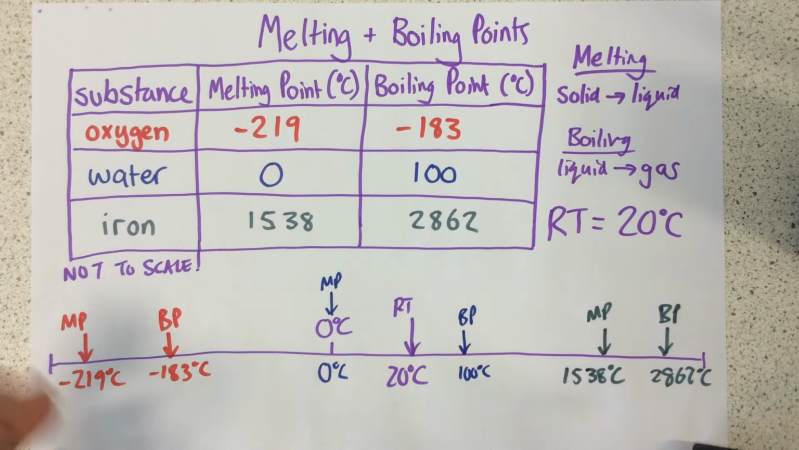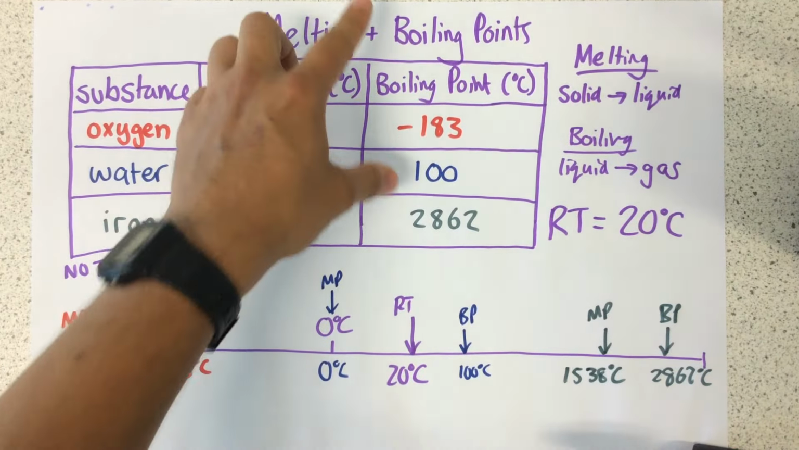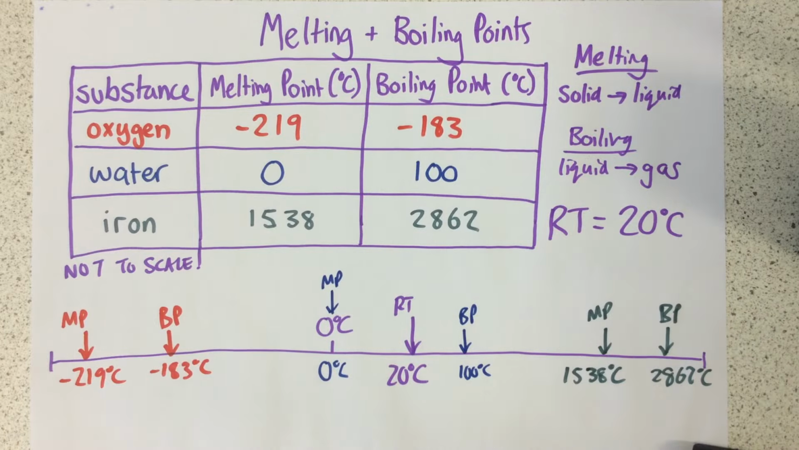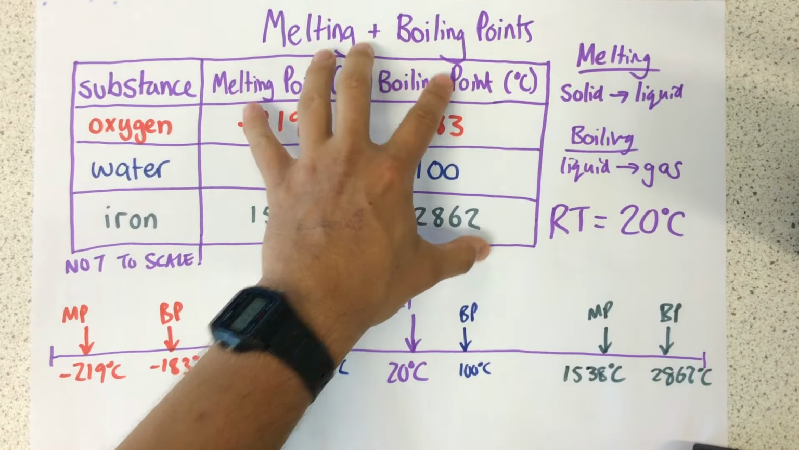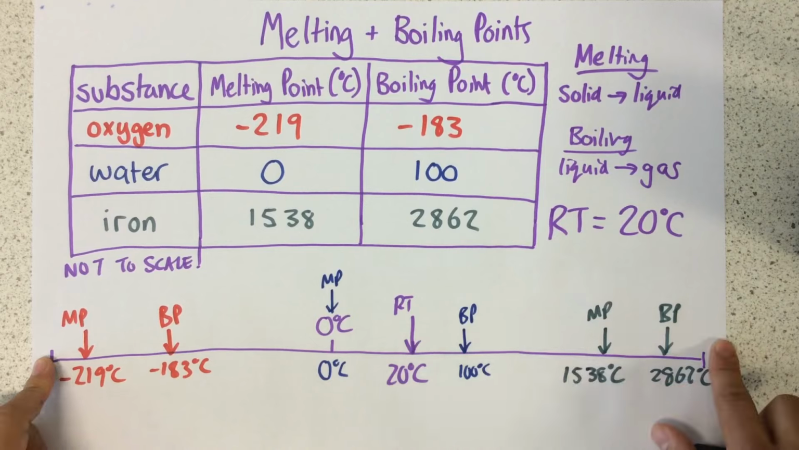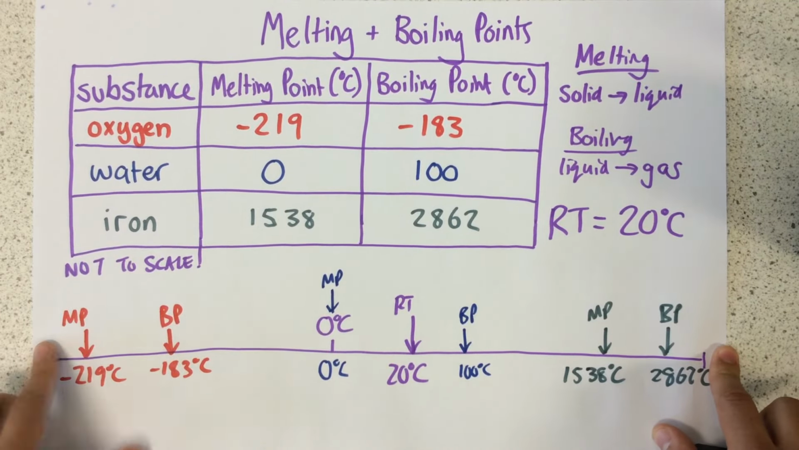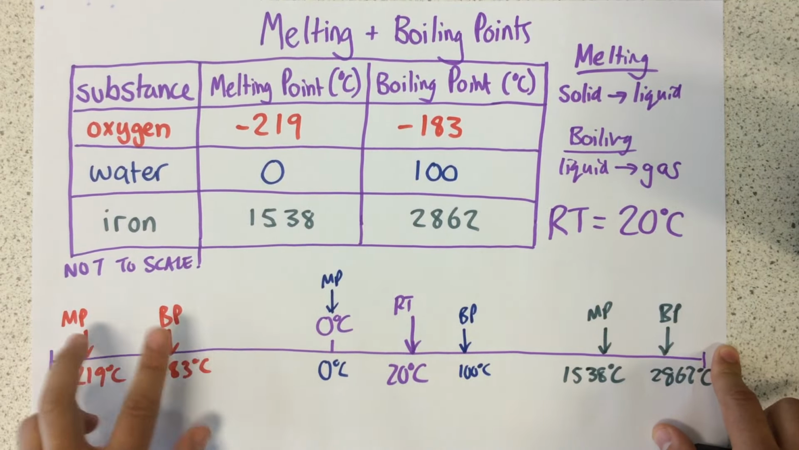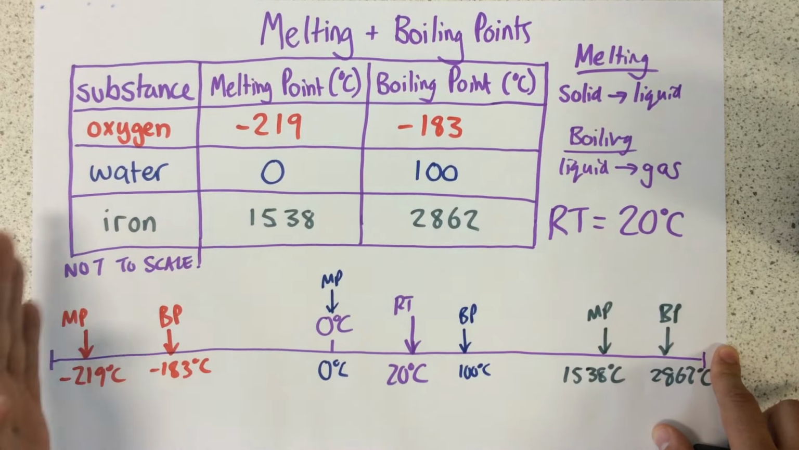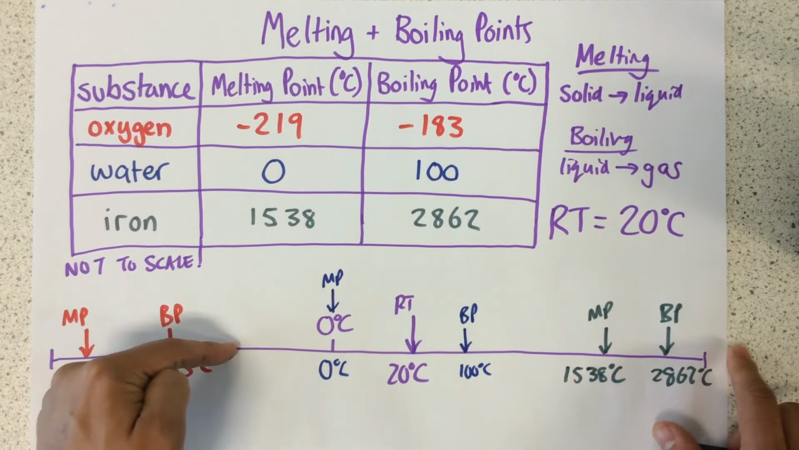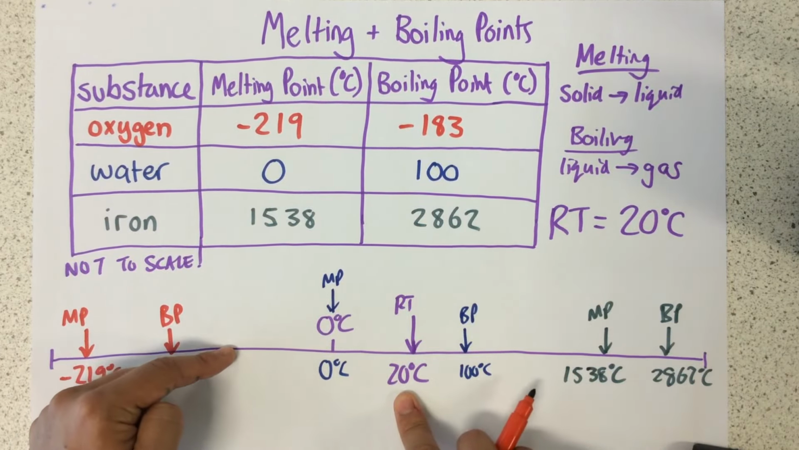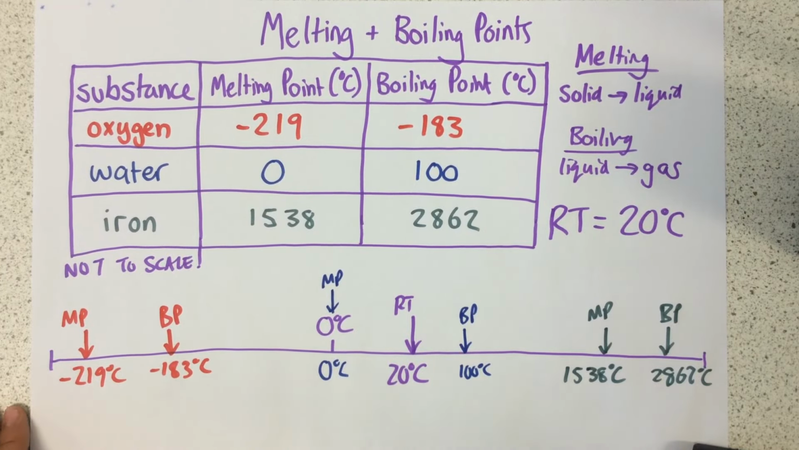So that's how to do it. Just a quick recap. The first thing you need to do if you want to find out what state different substances are at room temperature is draw yourself a little scale. It doesn't have to be to scale. You then draw on the melting point and boiling point. Always imagine starting at a solid and working your way towards the temperature you're trying to get to, and you can figure out which state it is.